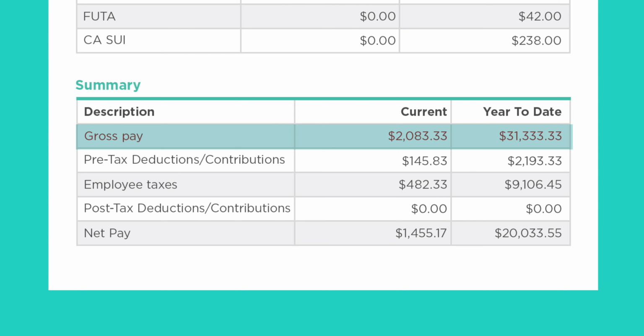What are all these numbers? Does your pay stub look like gibberish? Let's dive in and learn how to read it.